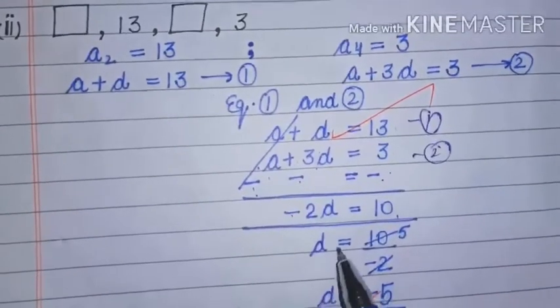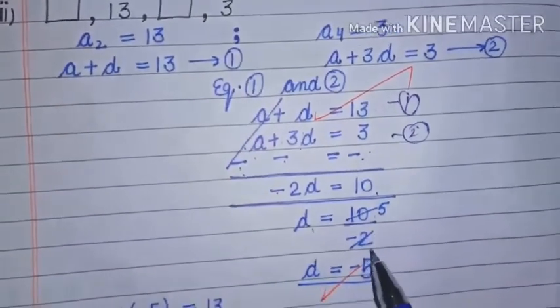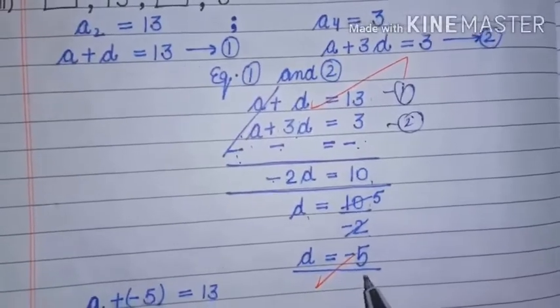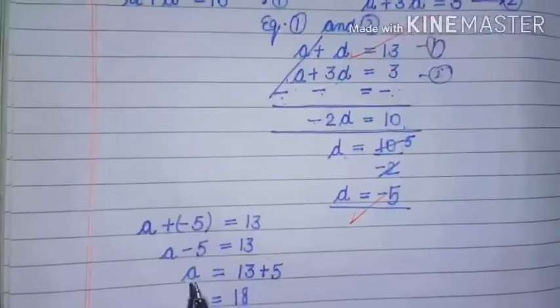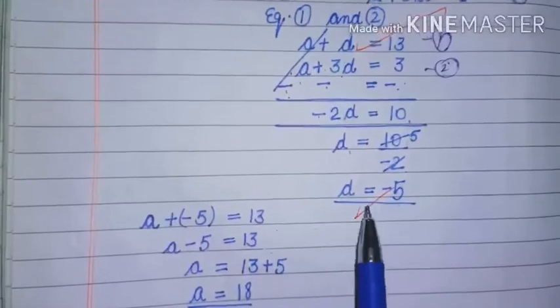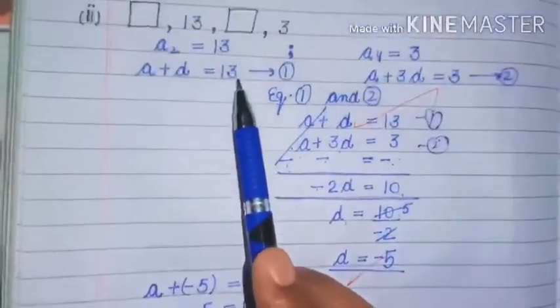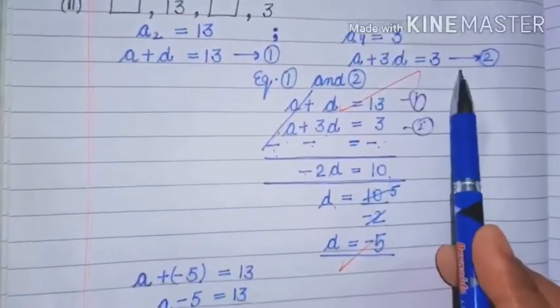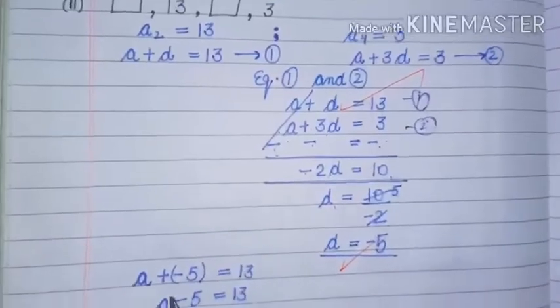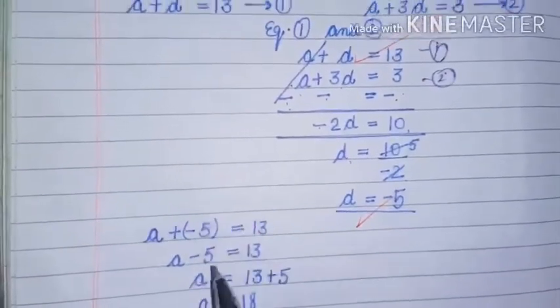Now here you will find the value of d. It is 10 by minus 2, that is minus 5. Now put the value of d in any equation, either the first equation or the second equation. So here the value of d is put in equation 1.